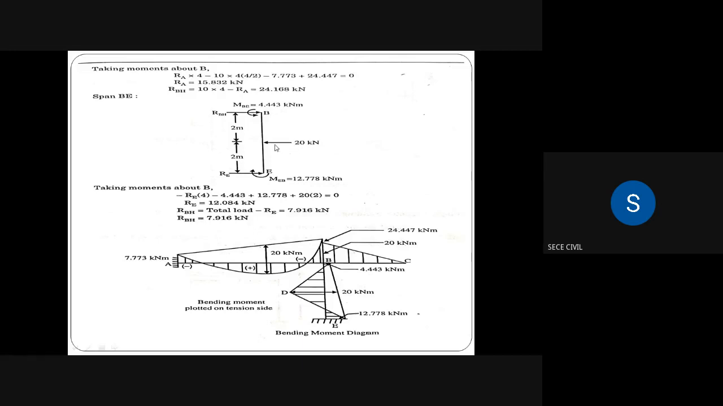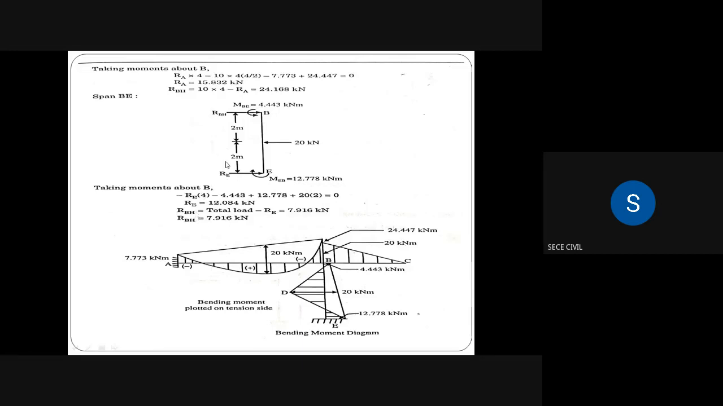a point load at the center of the span, 20 kilonewton. Because of this 20 kilonewton, we are having a clockwise moment. So plus 20 into 2 equals 0, and we get RE as 12.084 kilonewton. We are getting the value in positive, which means the assumed direction is correct. RE is acting towards the right-hand side only.